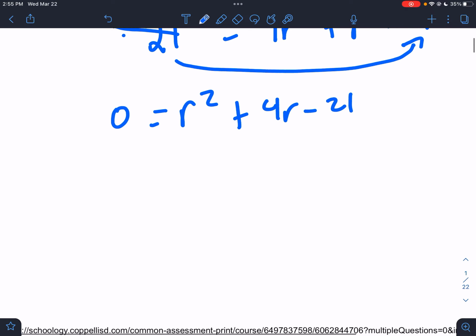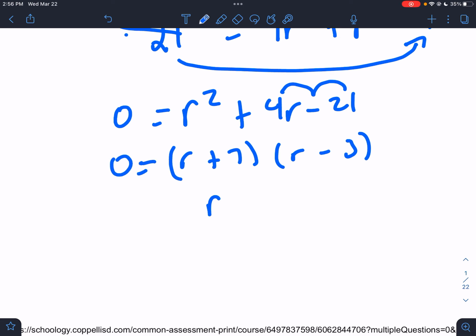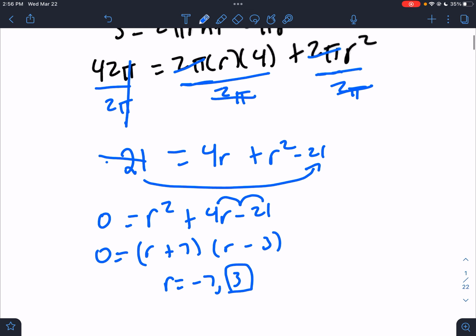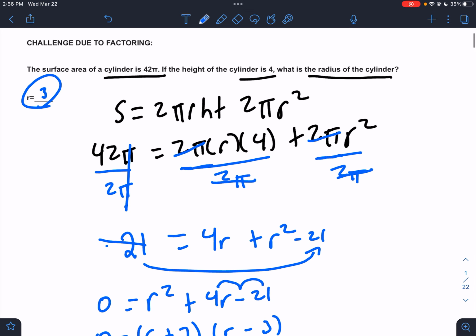And now we get to factor. We've done this throughout the year. What factors of 21 subtract to equal 4? That's going to be 7 and 3. How do you get positive 4 out of 7 and 3? You're going to add 7 and subtract 3. So the radius could be negative 7 or positive 3, but you can't have a negative radius, so this one turns out to be 3. You're going to have a question very much like that on your test.